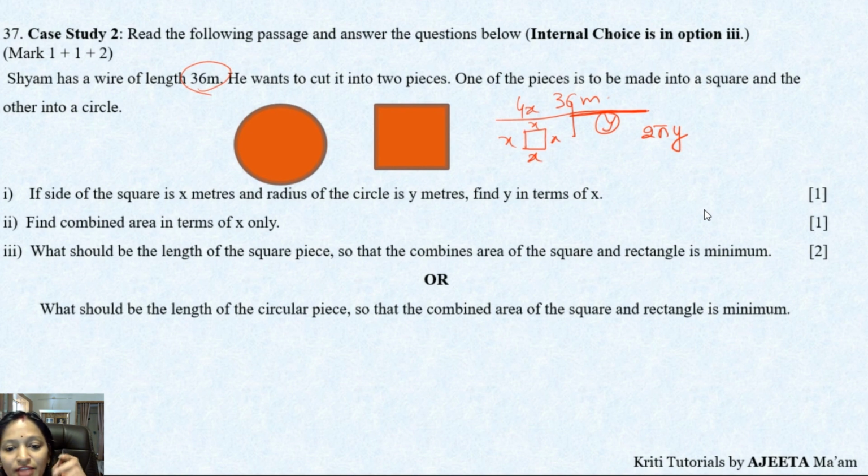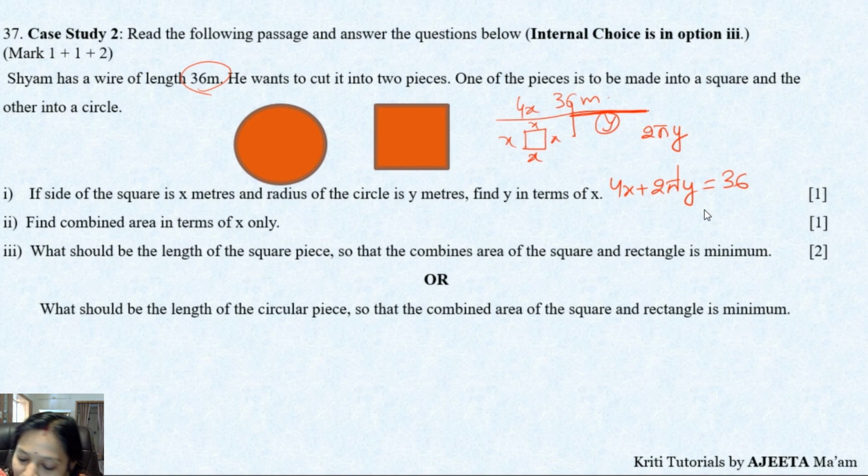So what does it mean? If side of the square is x meters and radius of the circle is y meters, find y in terms of x. Now how will you find the equation? Why this 4x and 2y pi important? Because for the first, the length of the entire wire is 36 and we are dividing into two parts such that their sum is going to be 36. So one length is going to be what 4x and the other is going to be what 2y pi. So now you have to frame the equation of y in terms of x. So what will be the answer for the first one? 4x plus 2y pi is equal to 36.